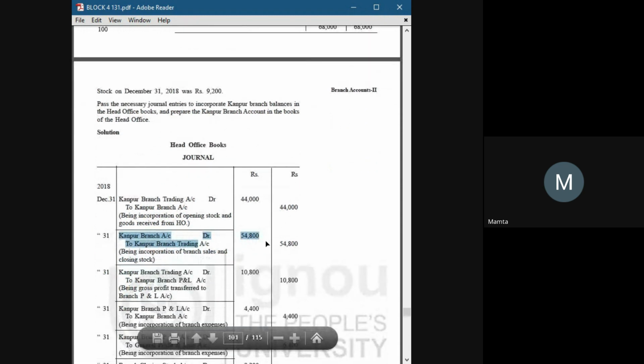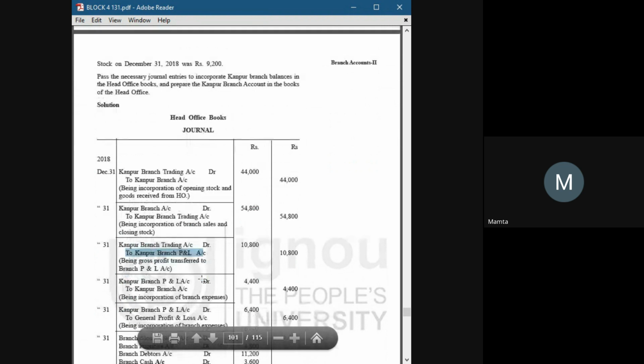Now, when you do a balance, the credit side is bigger than the debit side, so it will show a credit balance only, and it will show a profit. So in that case, Kanpur branch trading account debit to Kanpur branch P&L account. And the P&L account we are creating now.